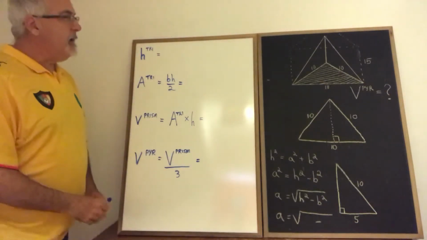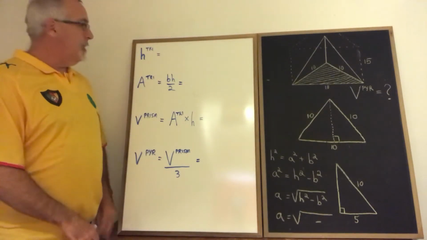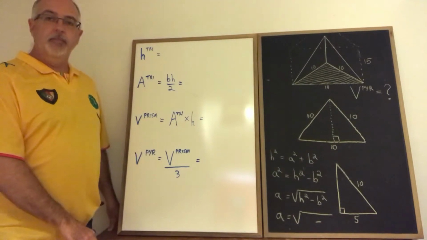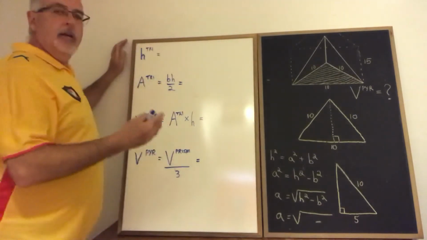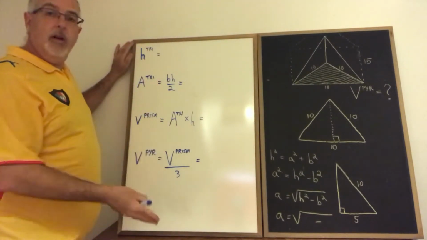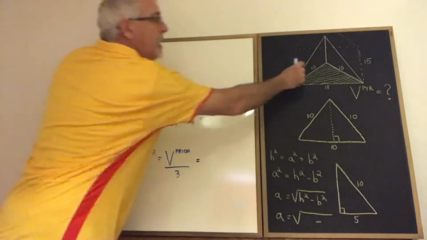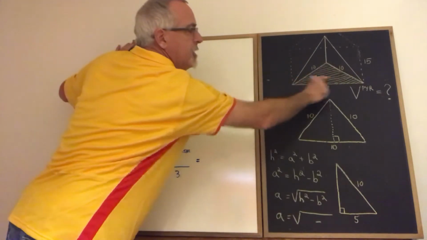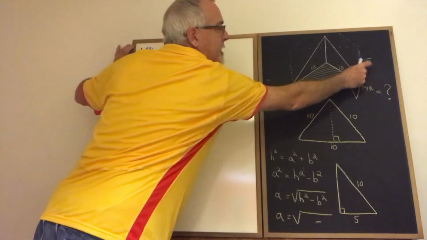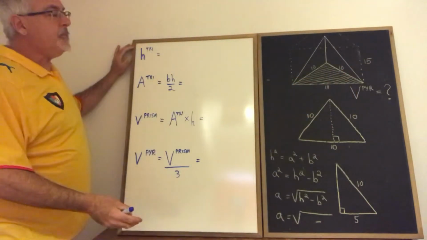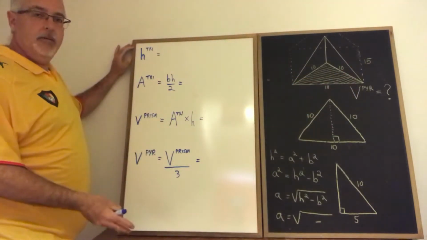Today's Daily Dose of Math is about finding the volume of a pyramid. I have drawn the pyramid here. In this case, the base of the pyramid is a triangle, an equilateral triangle with side length 10. That triangle is shaded in this diagram. And the height of the pyramid is 15 centimeters. We are looking for the volume of that pyramid.